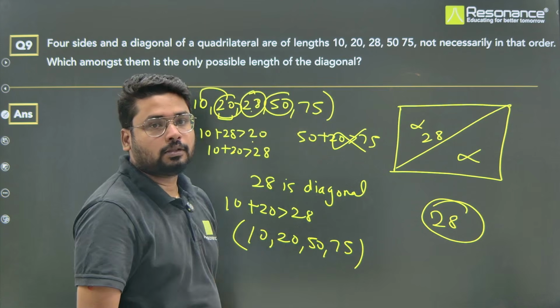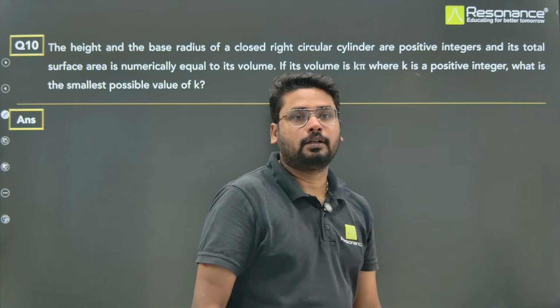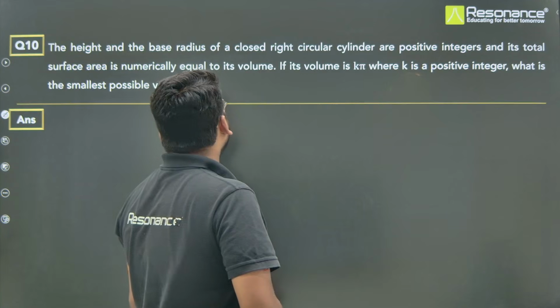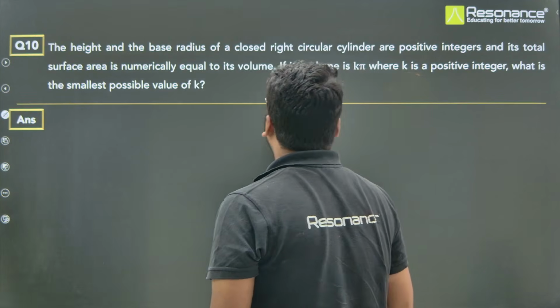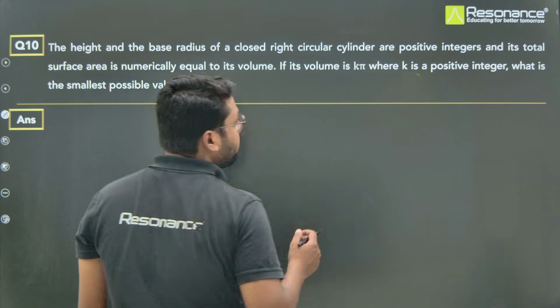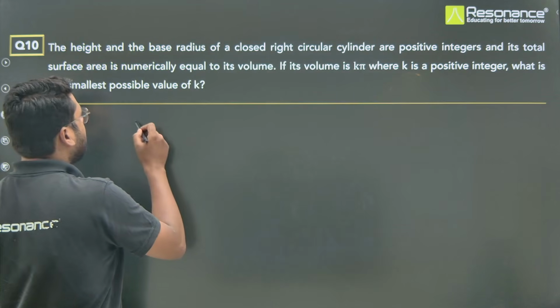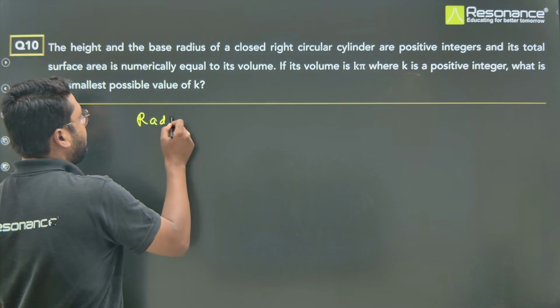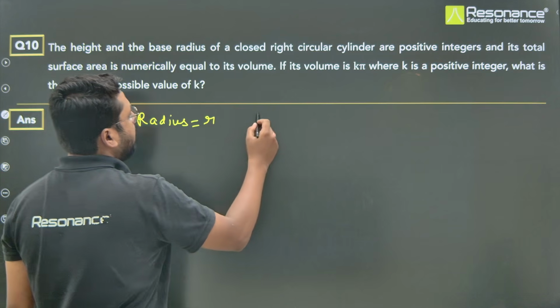Now the next question, question number 10. The height and the base radius of a closed right circular cylinder are positive integers. Let us take the radius as r and the height as h.